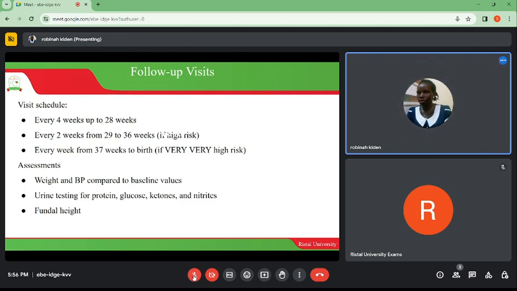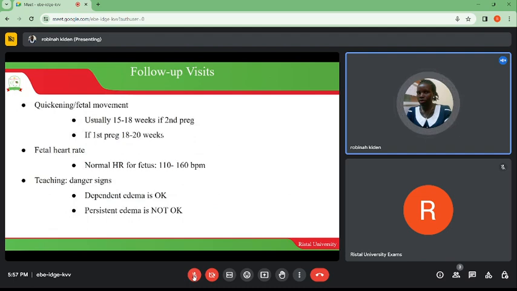Assessments. We assess for the weight and the BP. Then we compare to the baseline. Remember I talked about the baseline. Then we also do urine testing for protein, glucose, ketones, and nitrites. Then we check the fundal height every time the mother comes for a visit. These are very important.